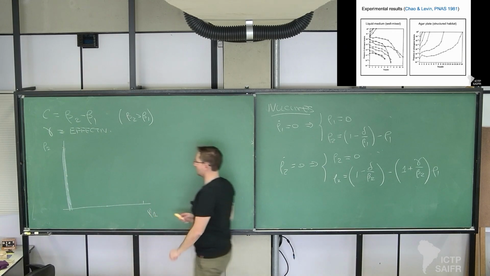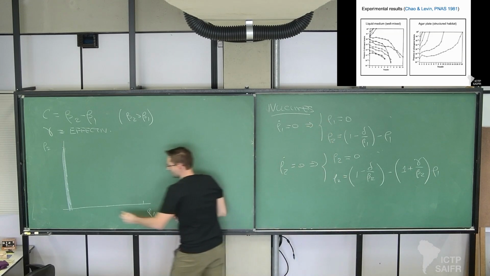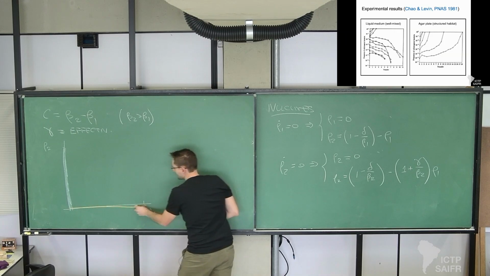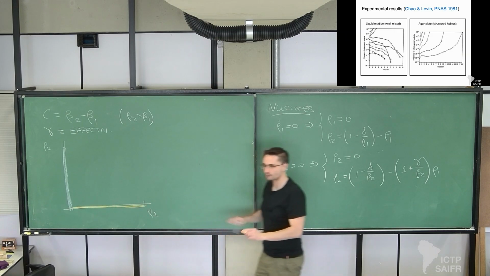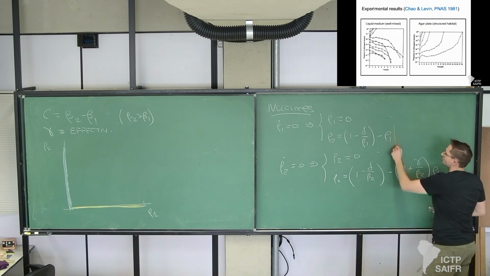Well, blue is almost white. And I'm going to use yellow for the other one. So rho 2 dot equal to 0. This is clear. This is regardless of my parameters. Perfect. Now I have these two other expressions.